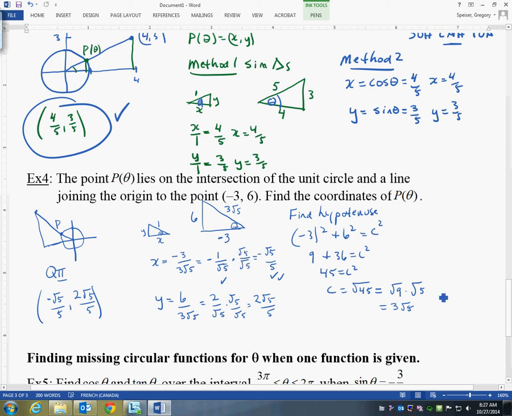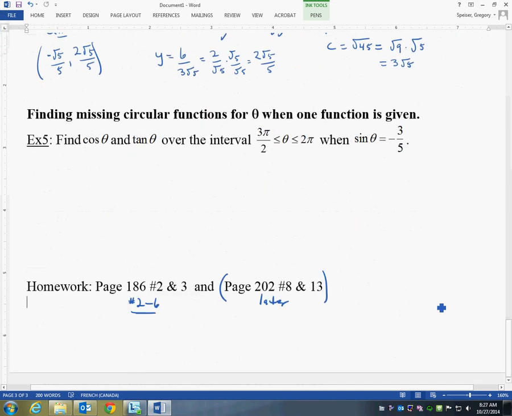We're going to leave that last one for later, but at the end of 4.2, starting on page 186, do questions 2 to 6. Thank you.